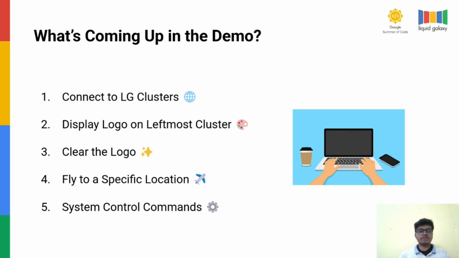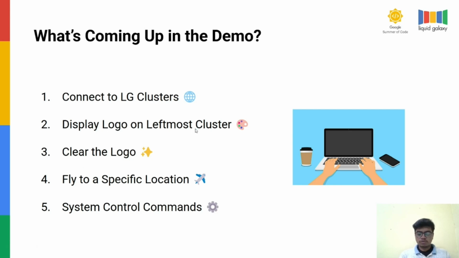So the next thing is what's coming up in the demonstration. I will be showing the live demonstration of all these five features. The first one is connect to LG machine. The second is display logo on left node cluster, and the next is clear the logo, and then fly to a specific location, and after that the system control commands. I will show integration of all these features one by one.